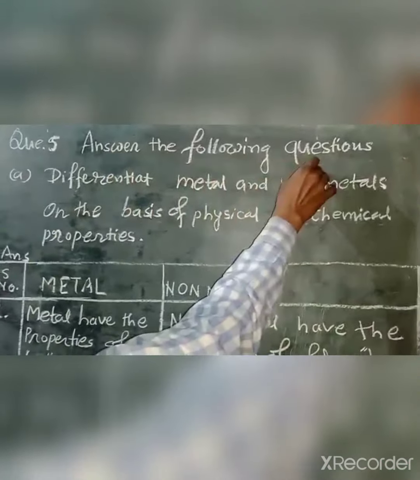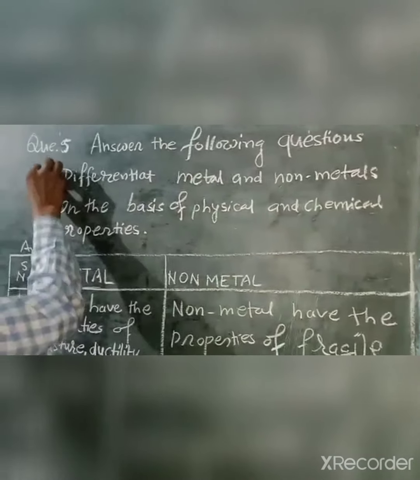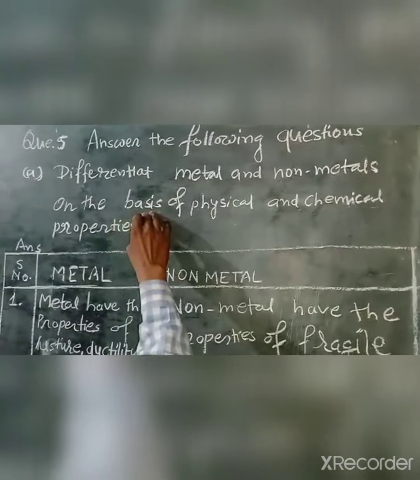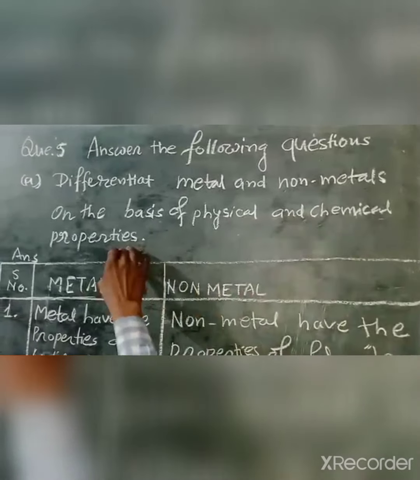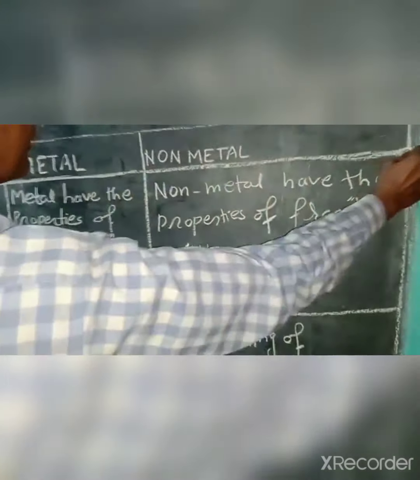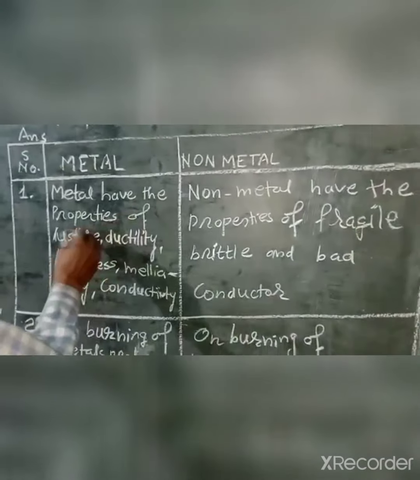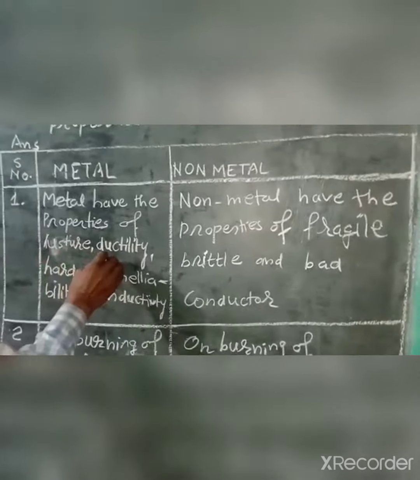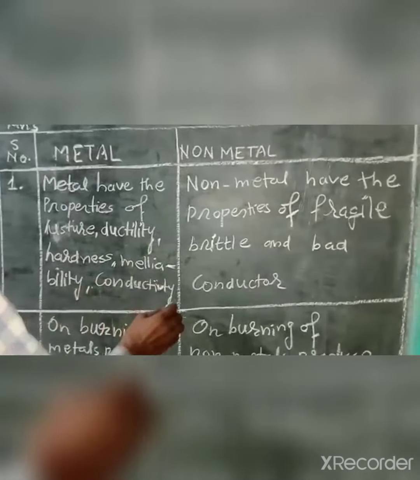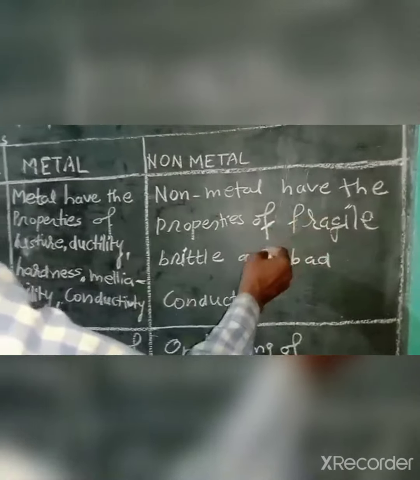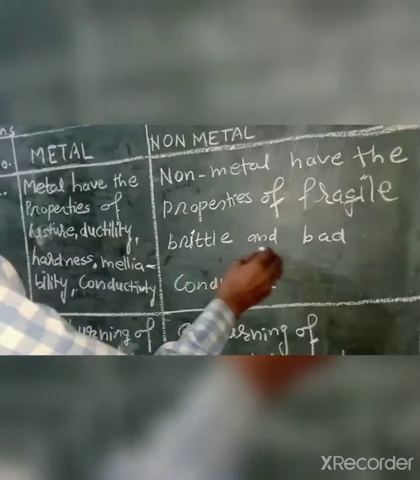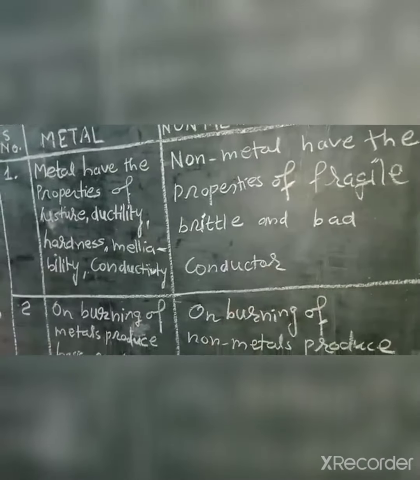Answer the following questions. Part A. Difference between metals and non-metals on the basis of physical and chemical properties. Metals have the properties of luster, ductility, hardness, malleability and conductivity. Non-metals have the property of fragility and brittleness and are bad conductors.